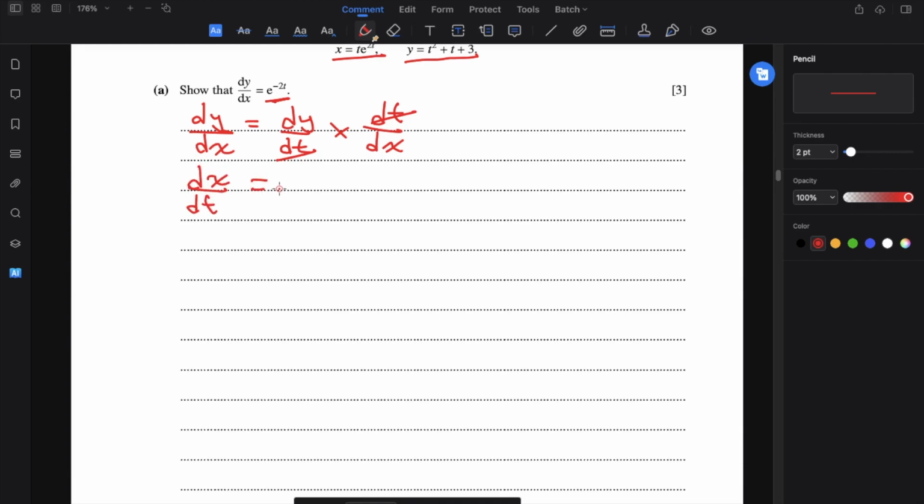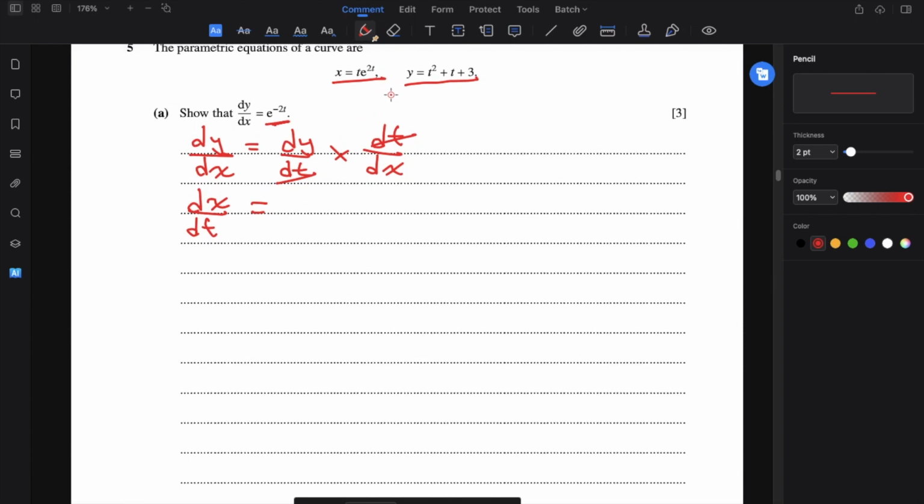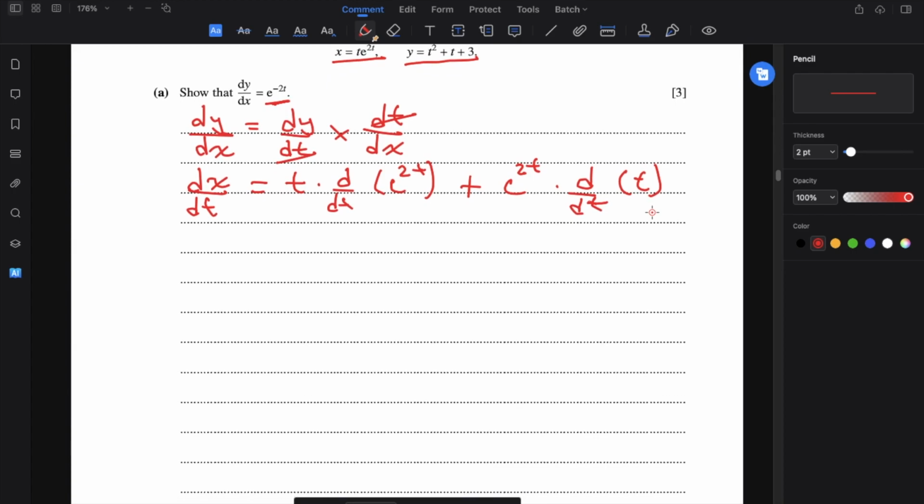In the equation of x, we have two terms, t and e to the power 2t, and these two terms are multiplied to each other. When we have two terms multiplied to each other and we have to differentiate, we write the first term as is, so t, then we differentiate the second term, so d by dt of e to the power 2t, and we add the second term, e to the power 2t, into the differentiation of the first term. This is the formula we use when differentiating two terms multiplied to each other.